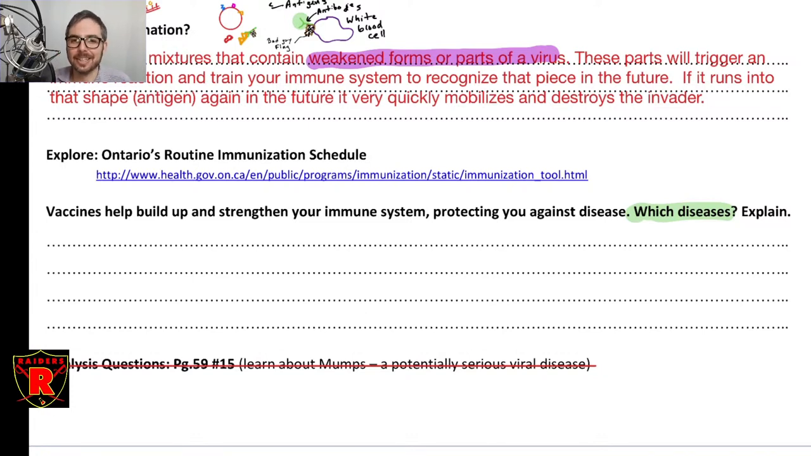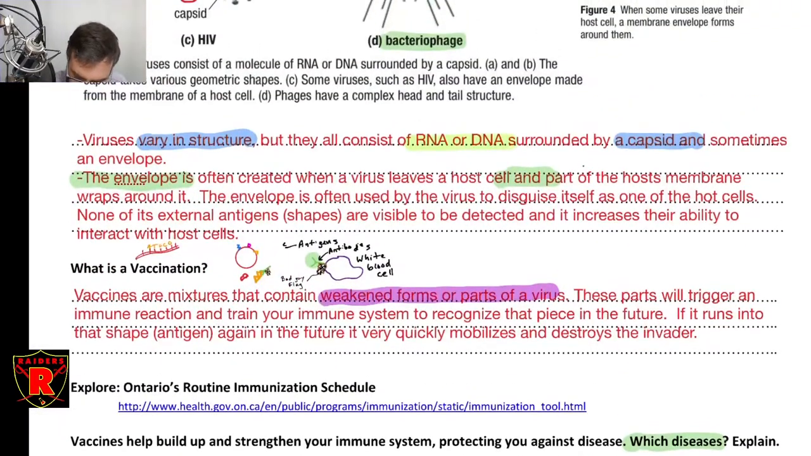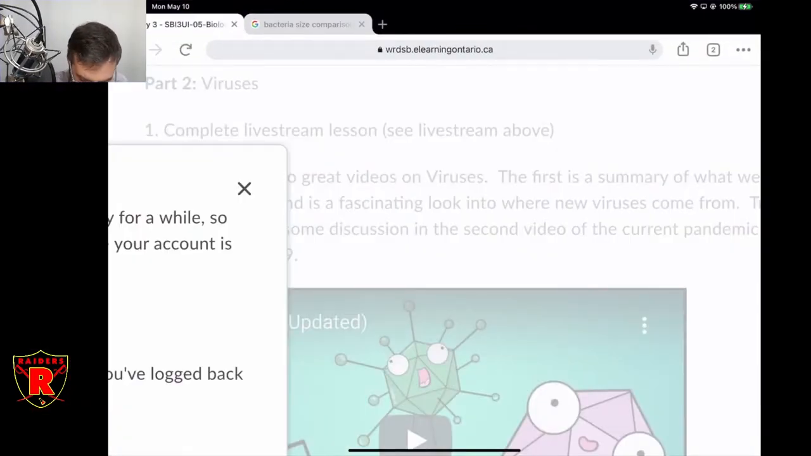It's a list. I'd like you to take a look at the list and just see what we have vaccinations available for and what you have probably already received, because that's good information for you to know. Okay, so what are you working on? That's one of the questions. I'm going to stop talking now because I've been talking for a long time.